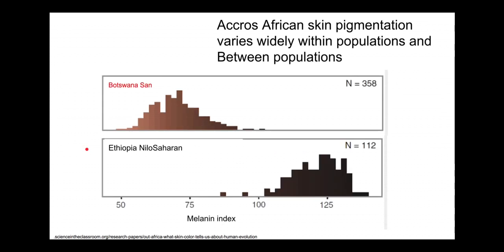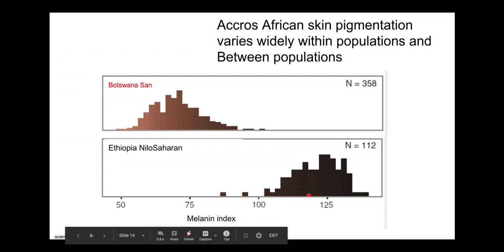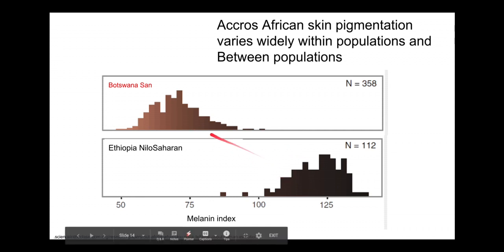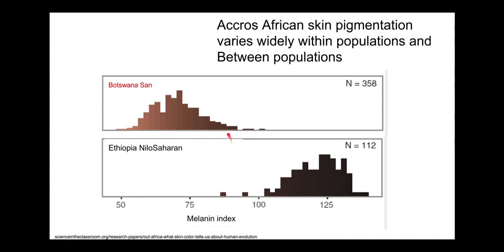If you go to another population, in this case the population from Ethiopia, they were all much darker pigmented. The Botswana San, their median is perhaps around 70. This group in Ethiopia, their median is about 125. But each one of these groups has a large amount of variation within the population, and there's also wide variation between them. So both are ethnic groups, populations within Africa, but with dramatically different degrees of skin pigmentation.